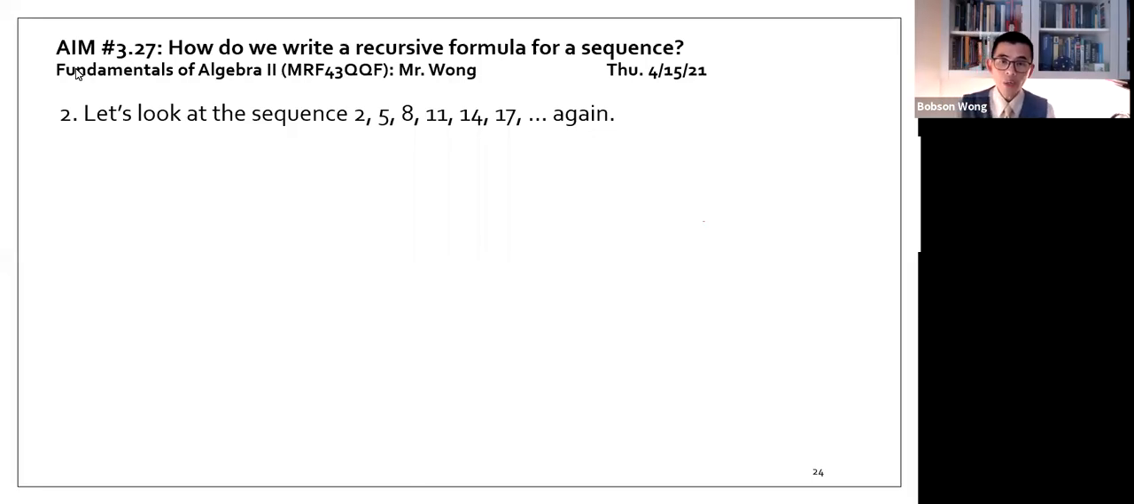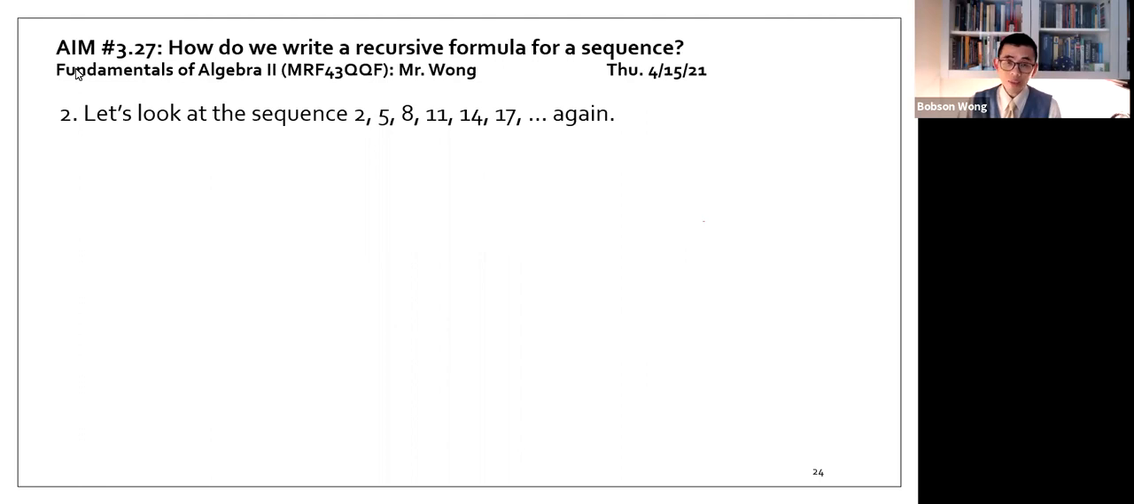Hello. So today we're going to be talking about another way of writing the formula for a sequence. And we're going to start by reviewing the first way that we talked about to write a sequence like 2, 5, 8, 11, 14, 17, and so on.